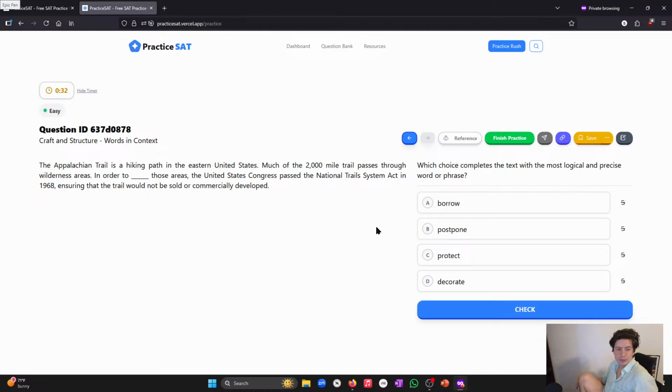So what are they trying to do? Which choice completes the text with the most logical and precise word or phrase? A. Borrow. B. Postpone. C. Protect. And D. Decorate. Anyone have any ideas for this one? Exactly. It should be in order to protect those areas. So it'll be C.